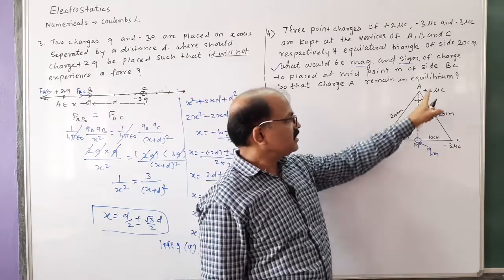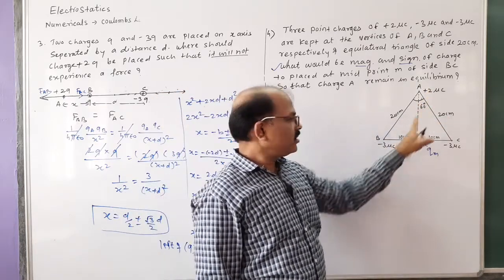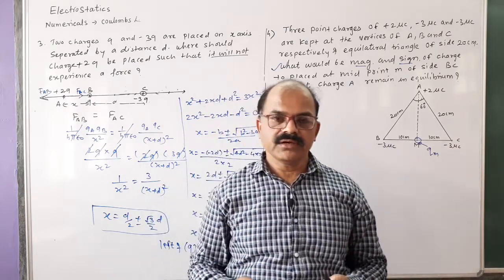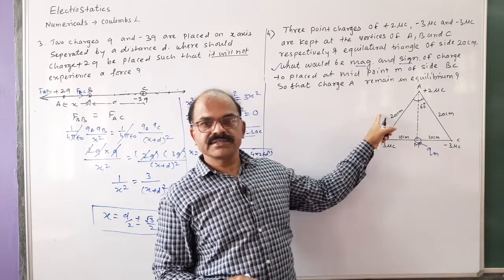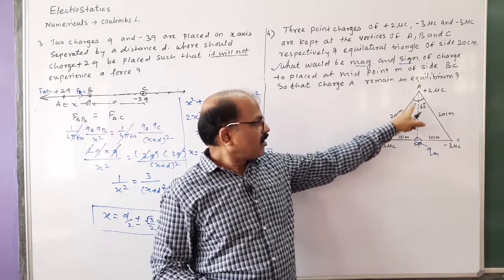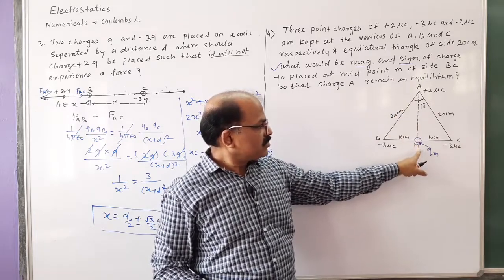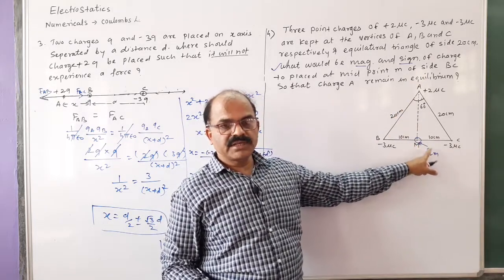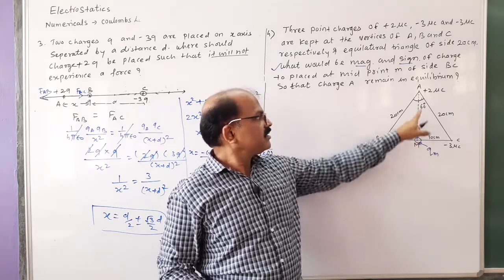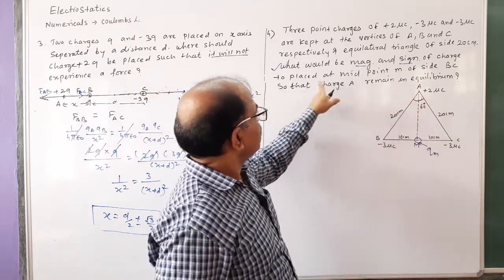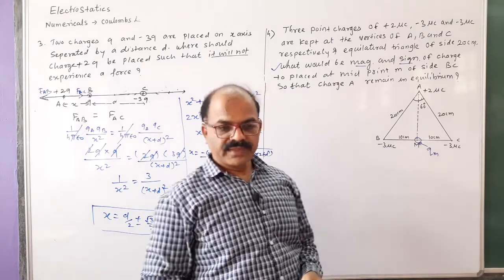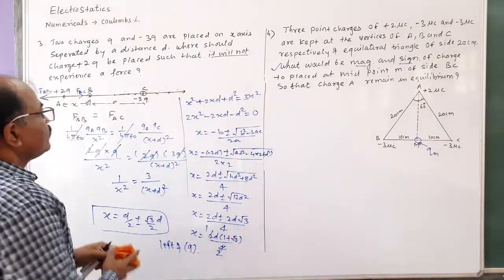So these 3 charges, +2 microcoulomb, -3 microcoulomb and -3 microcoulomb, are placed on the vertices of the equilateral triangle of side 20 centimeter. What should be the magnitude of the charge placed at the midpoint of BC at M, so that charge A will remain in equilibrium? This is the question. This is an easy question, we can solve it.